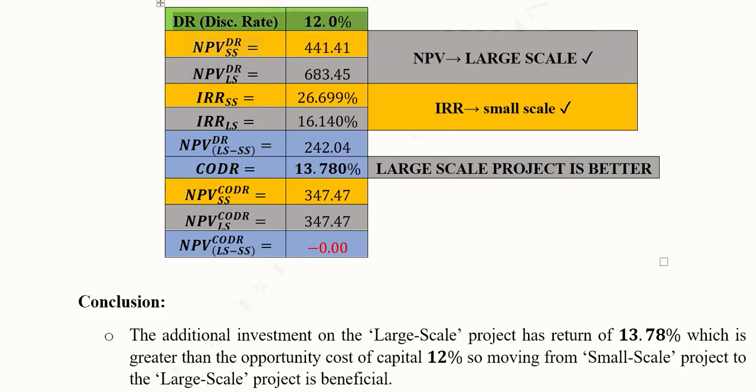It was 12%, and when we resorted to NPV, the small scale project had a smaller NPV and the large scale project had a greater NPV. So NPV was suggesting that the large scale project is desirable. But when we resort to IRR, the small scale project has a greater IRR, and that means that the small scale project is desirable. So this is the controversy for which we resorted to the crossover discount rate.